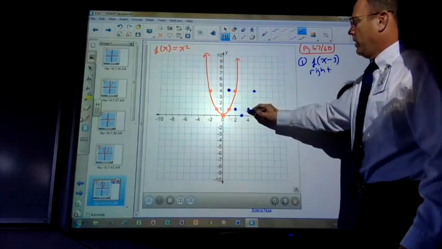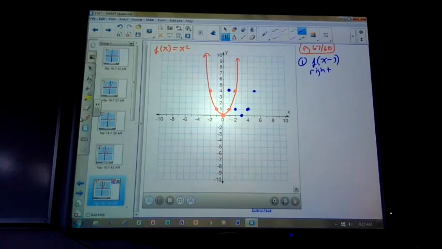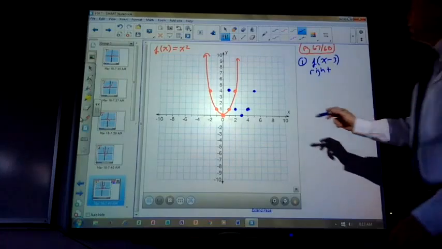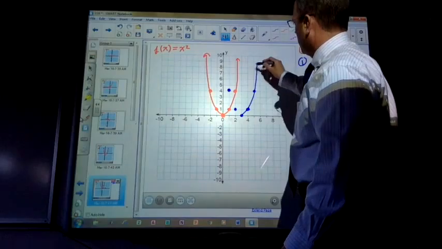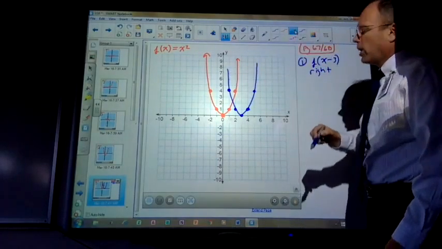Those are the points. And just to save space, I guess I'll go ahead and draw it up there. All right. Next problem.